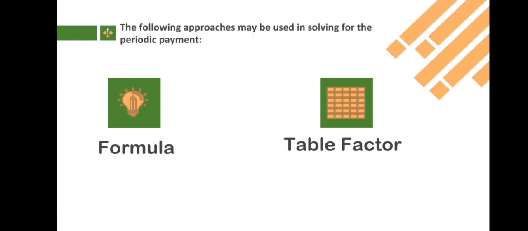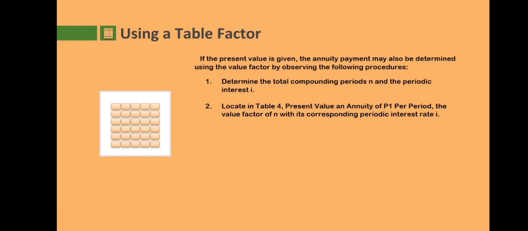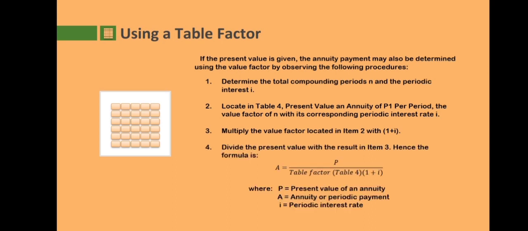Now, let's move to the second approach in solving for the periodic payment, which is the table factor. Using a table factor, if the present value is given, the annuity payment may also be determined using the value factor by observing the following procedures. 1. Determine the total compounding periods N and the periodic interest I. 2. Locate in table 4, the present value of an annuity of 1 peso per period, the value factor of N with its corresponding periodic interest rate I. 3. Multiply the value factor located in item 2 with 1 plus I. And 4. Divide the present value by the result in item 3.